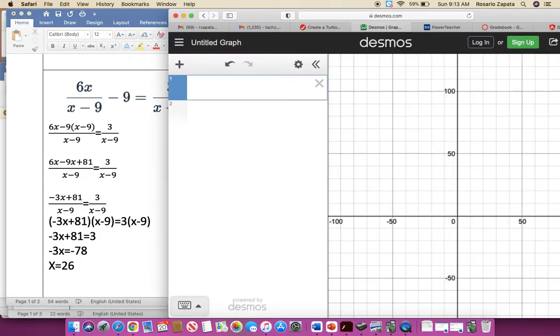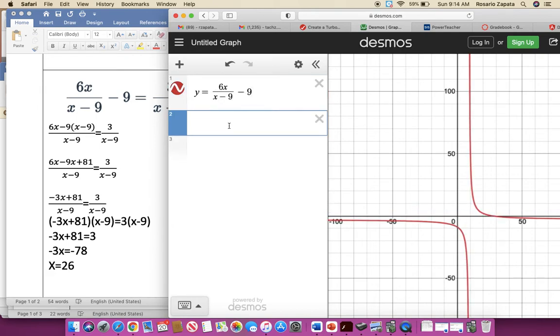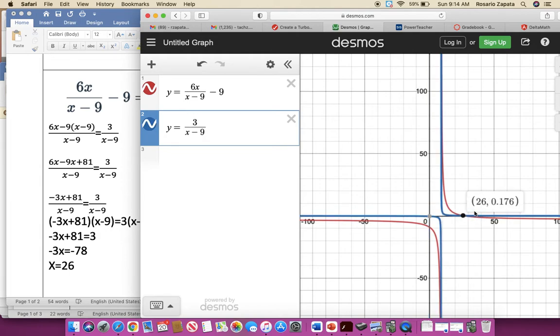And so y equals the whole left side. So that's 6x divided by x minus 9, minus 9. And then y equals 3 over x minus 9. So as you can see, the point of intersection at x is positive 26.